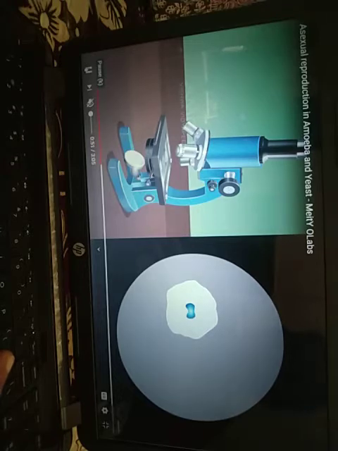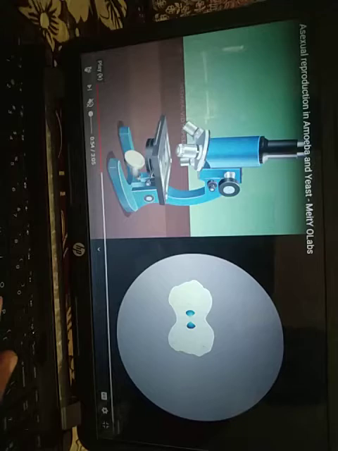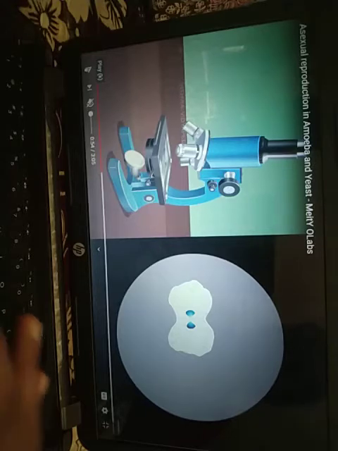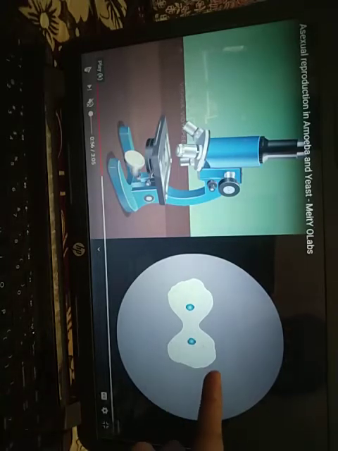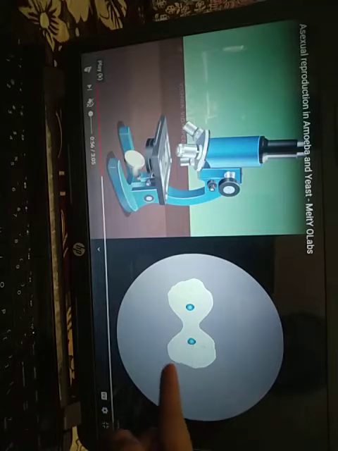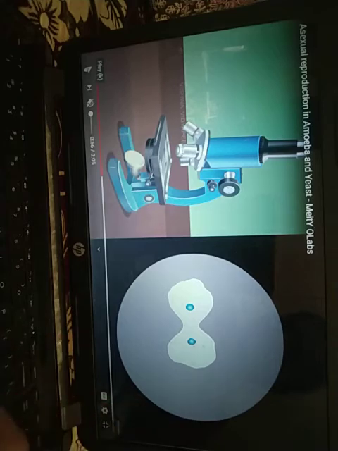Slowly the division of the nucleus starts. This is called karyokinesis. The division of the nucleus is karyokinesis. Then now you can see the cytoplasm is also dividing slowly. So the division of cytoplasm is called cytokinesis.